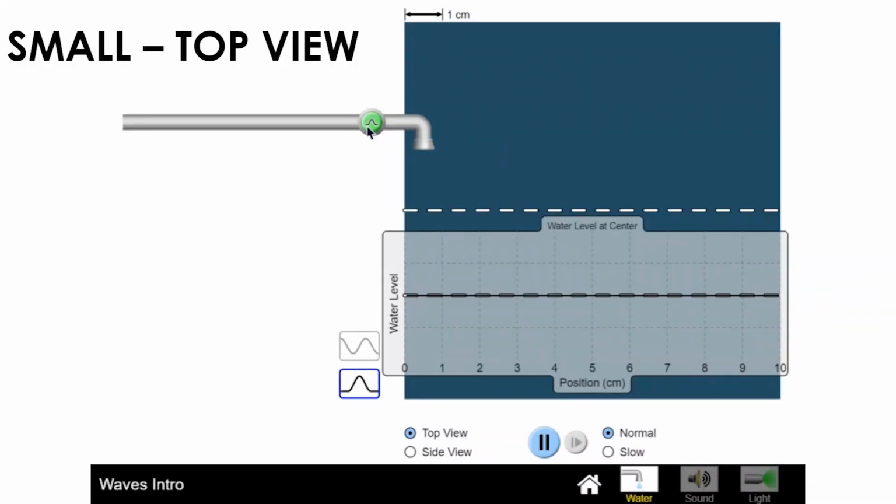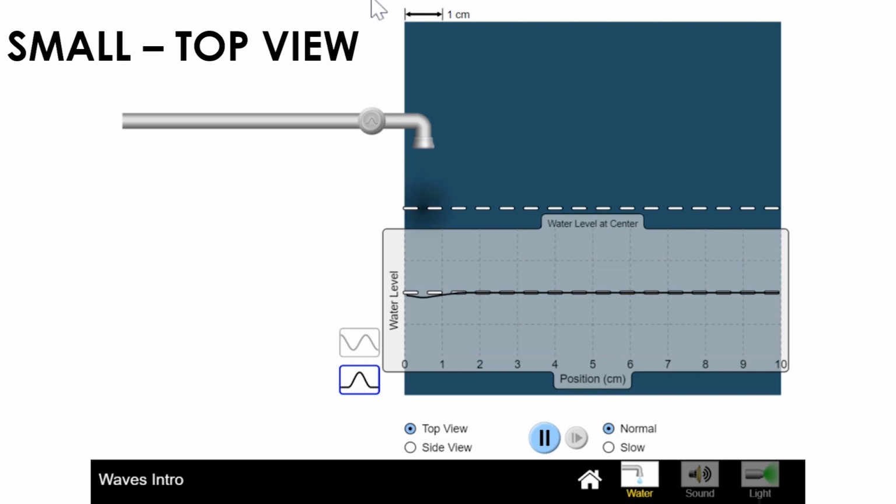Let's look at the waves investigation in a different format. In this demonstration, the water drops will represent the rocks. Pay close attention as the drop hits the water to the amplitude of the waves. This represents a small rock. What do you notice about the size and the amplitude of the waves?